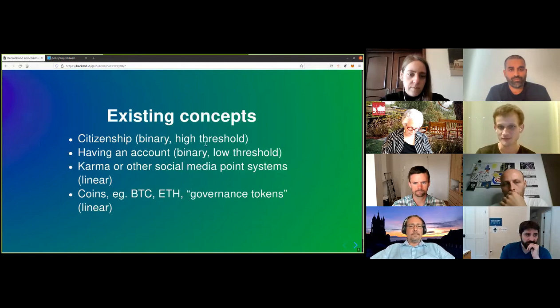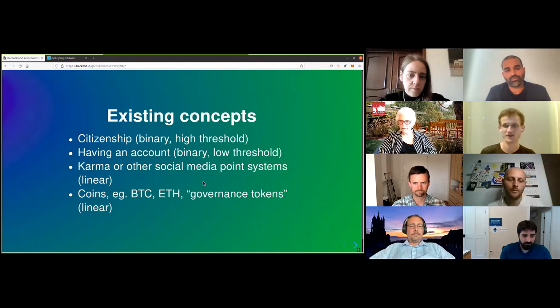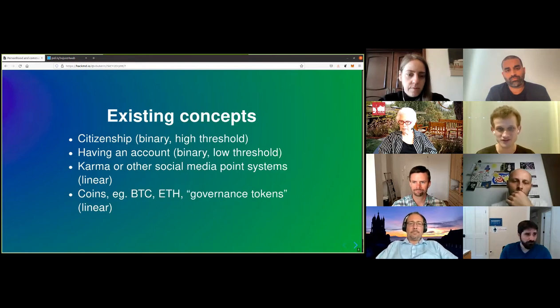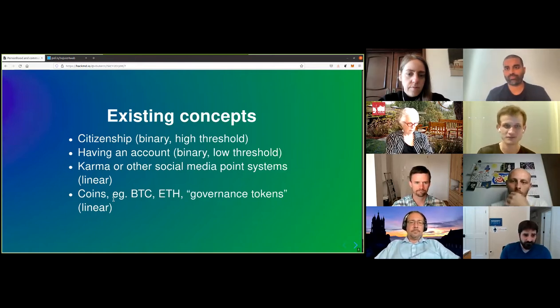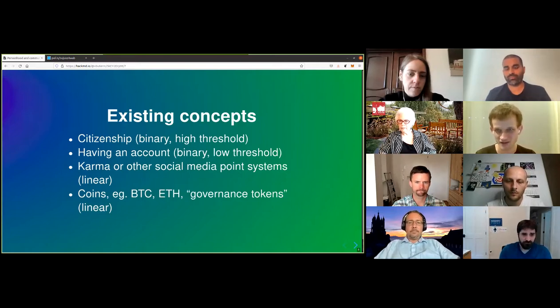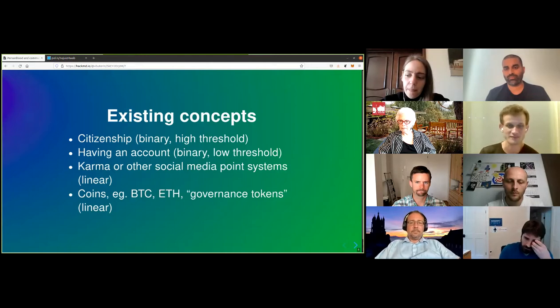Citizenship is binary, either you're a member or you're not. There is having an account, for example, in a forum or on Reddit. That's binary, and that's a low threshold. Karma, like points on an internet forum, is linear. You can have accounts with no karma, accounts with low karma, accounts with high karma. Often internet forums even explicitly give extra privileges that go up the higher the tier you get into. Coins and shares in companies, like BTC, ETH, governance tokens, are also a concept of membership that reflects how much money you have invested in some project or ecosystem.